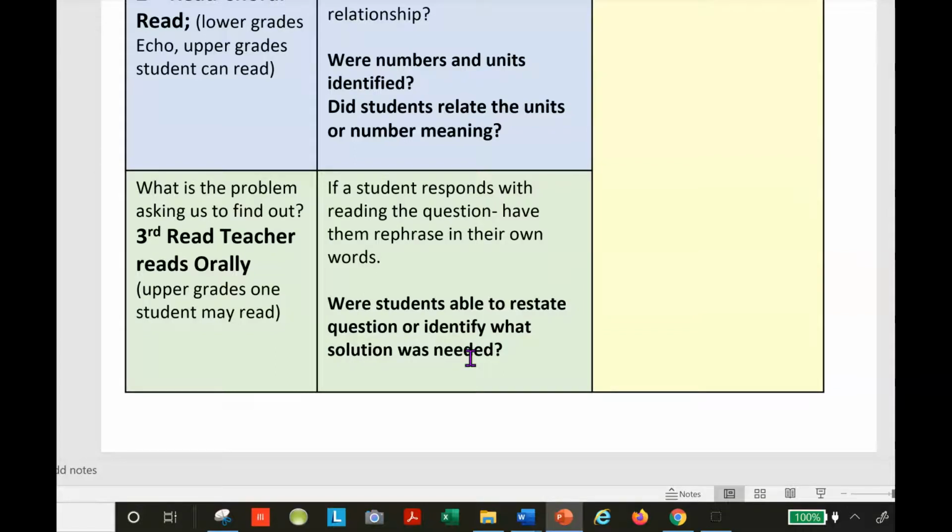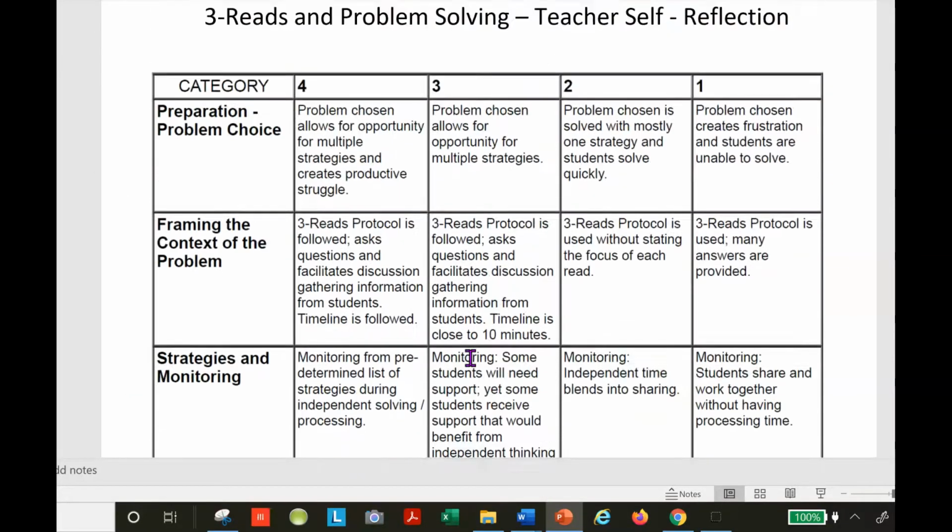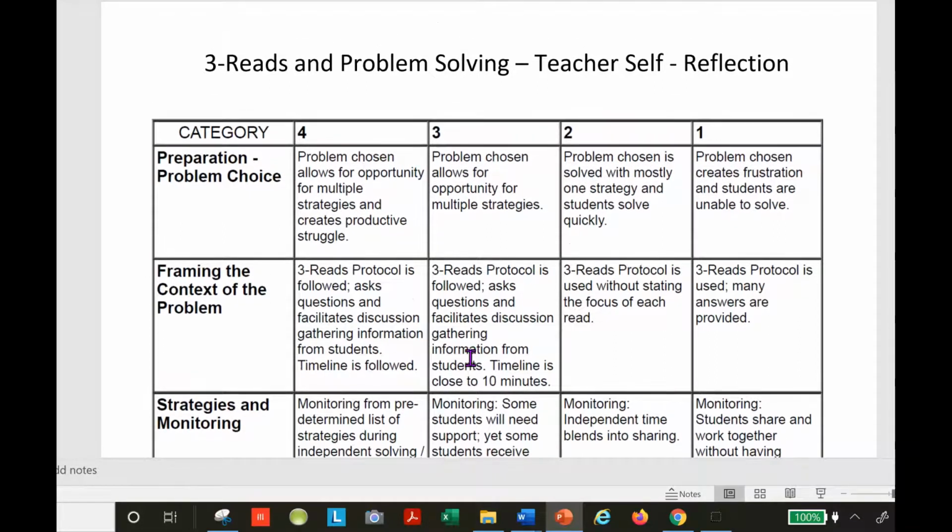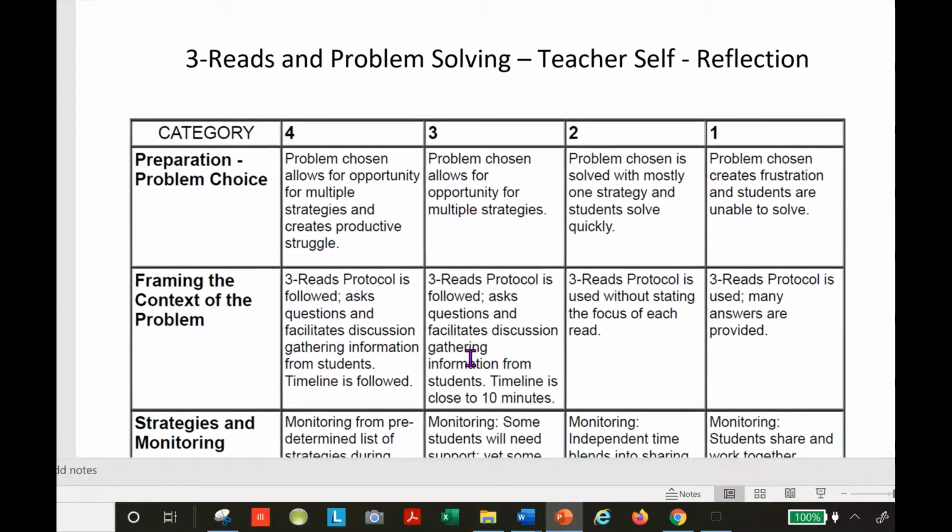Now, just a bonus. Of course, there's always a bonus. This is just a teacher self-reflection. So, as the teacher finishes, the teacher should look back at this and say, did my problem overshoot their ability? Did it cause frustration? Or was there only one strategy and they solved it really quickly? We are shooting for the problem chosen to allow opportunity for multiple strategies and to create a productive struggle.